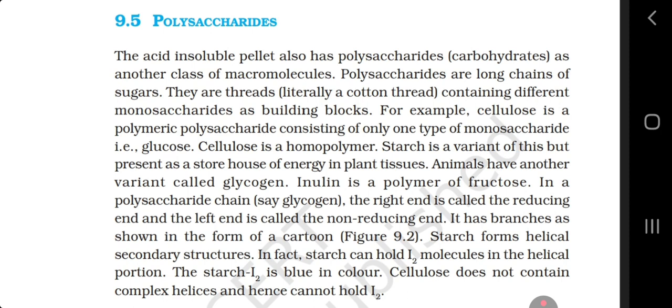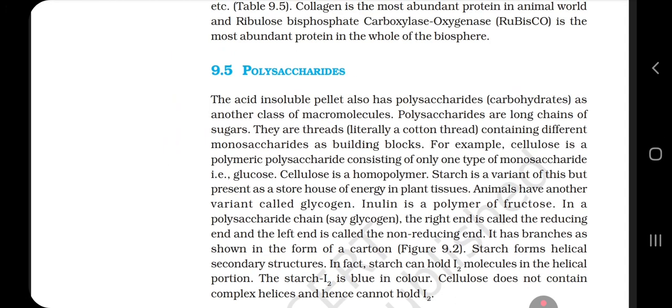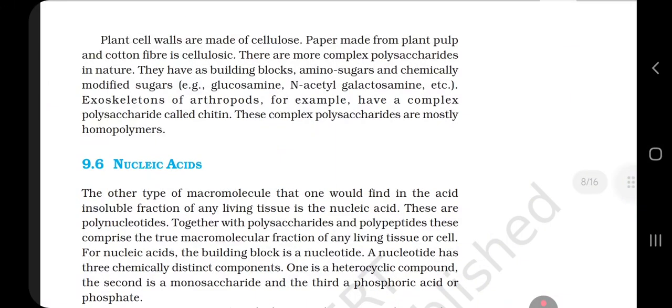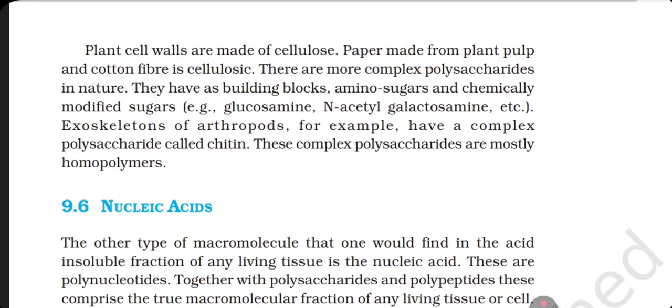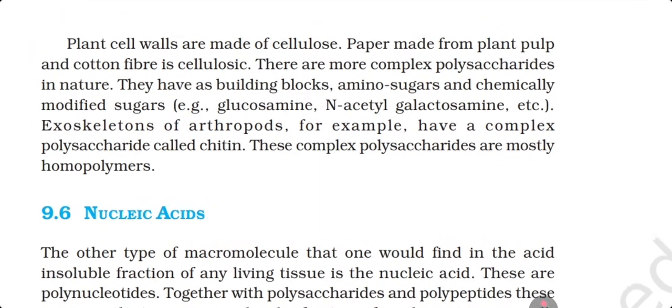Figure 9.2. Starch forms helical secondary structures. In fact, starch can hold I2 molecules in the helical portion, and the starch-I2 complex is blue in color. Cellulose does not contain the complex helices and hence cannot hold I2. Plant cell walls are made up of cellulose. Paper made from plant pulp and cotton fiber is cellulosic.